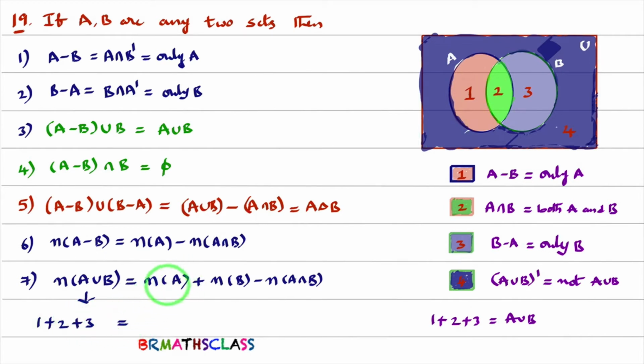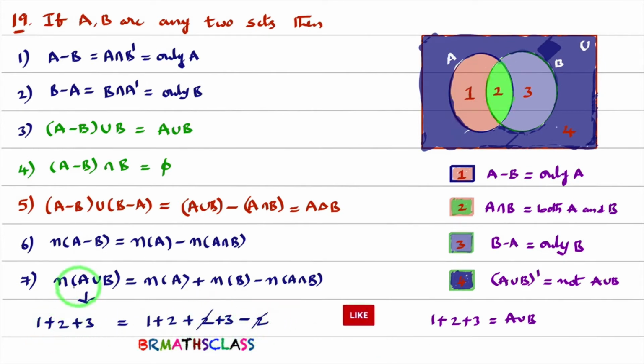Correct? Okay. n of A, the number of elements present in set A. Which area is set A here? 1 plus 2. Okay. n of B, the number of elements present in set B, that means 2 plus 3. This is not an exact proof. I am just trying to explain this result by using a Venn diagram. Minus n of A intersection B. A intersection B means the second part. So the plus 2 and minus 2 will get cancelled.